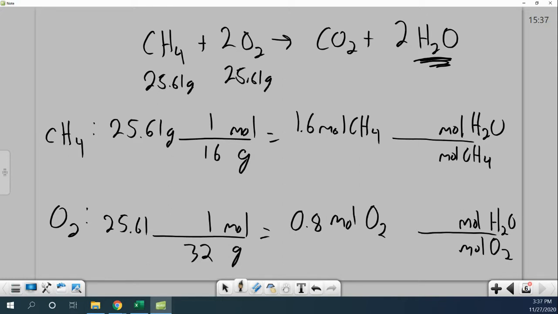So moles of CH4, well, it's a 1. Moles of H2O is a 2. Moles of O2 is a 2. Moles of H2O is a 2. O2 is right here. Okay, H2O is right there. All right. 0.8 times 2 divided by 2 stays at 0.8.